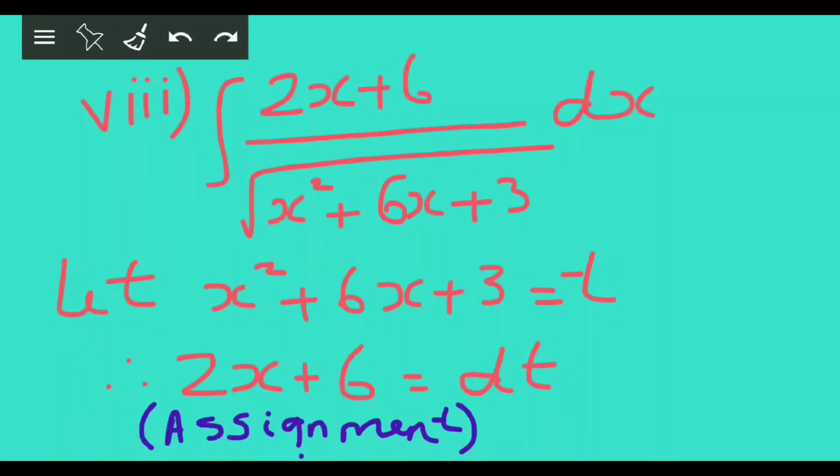Now in this sum, part of the sum I have done it for you. See, we take whatever is under the root sign as t. So x square plus 6x plus 3 becomes t. Upon differentiation we get 2x plus 6 dx as dt. And the remaining part of the sum, that is substituting etc., you can try it out as an assignment. Believe me, it is quite easy actually.